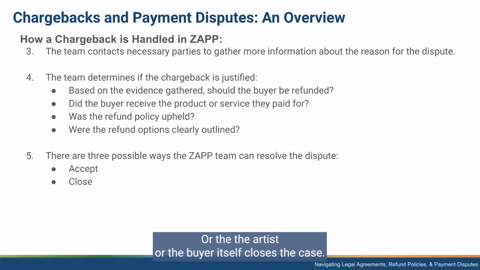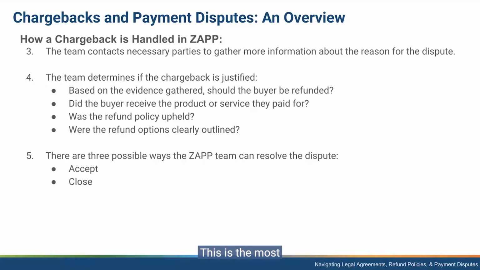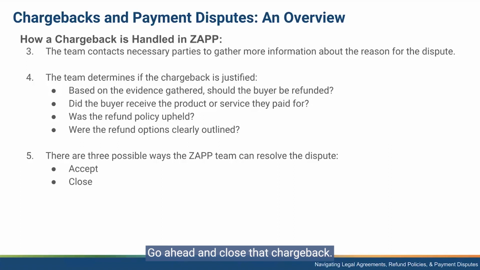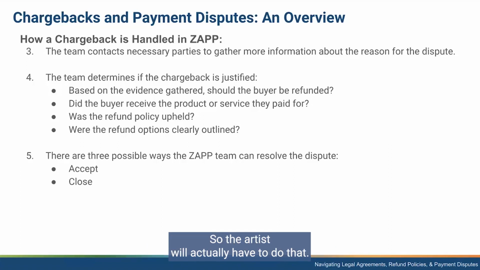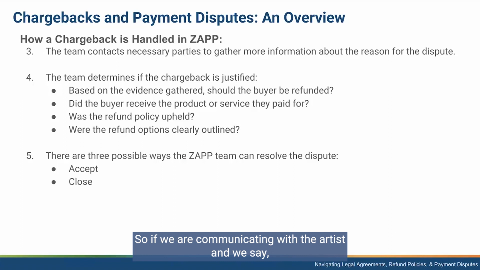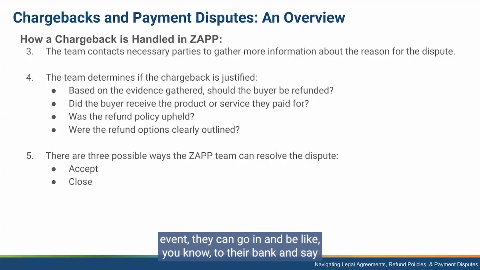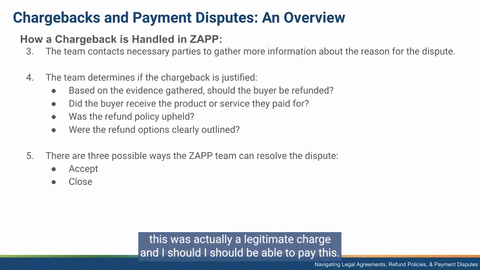Or the artist or the buyer itself closes the case. This is the most desirable outcome for everyone. This is where the artist says, oh yes, the purchase was legitimate, or they don't actually wish to pursue a refund anymore. Go ahead and close that chargeback. So the artist will actually have to do that. So if we are communicating with the artist and we say, hey, this was actually just from ZAPP because you paid this jury fee for this event, they can go to their bank and say, this was actually a legitimate charge and I should be able to pay this.